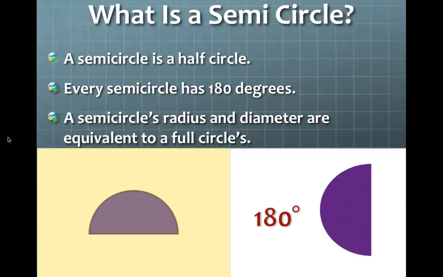So what is a semicircle? A semicircle is a half circle, and every semicircle or half circle has 180 degrees. A full circle has 360, so a half circle, 360 divided by 2, would be 180. If it's horizontal, vertical, diagonal, does not matter, same reading. And a semicircle's radius and diameter are equivalent to a full circle's radius and diameter. So if a full circle has a diameter of 7, the half circle will have a diameter of 7.